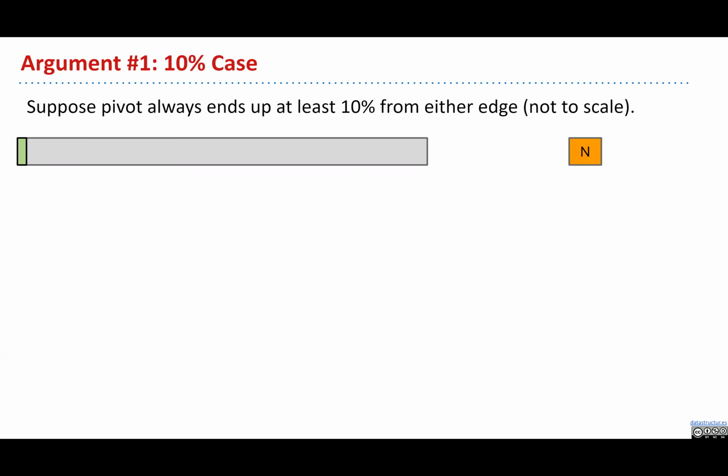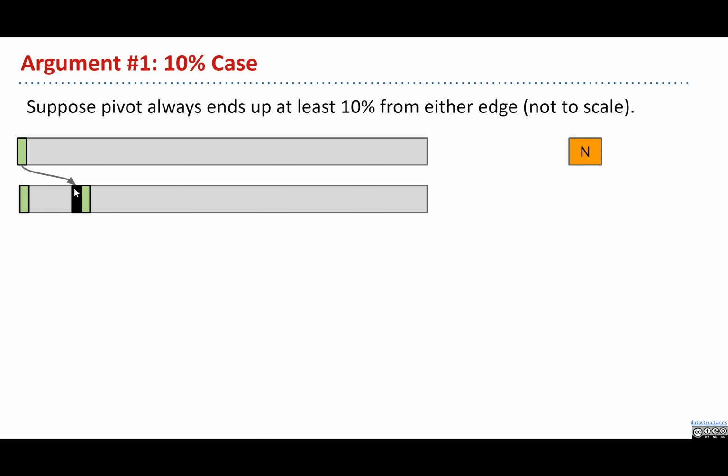So let's imagine the 10% case. In this case, we're pretty unlucky in that the pivot always ends up in the first 10%. This is not to scale, but the idea is, here's the pivot and it ends up there. That's not a great place for the pivot to land, but it's not a terrible place. Not moving would be the worst. In the 10% case, we land not that far from where we started. Now we have 2 subproblems.